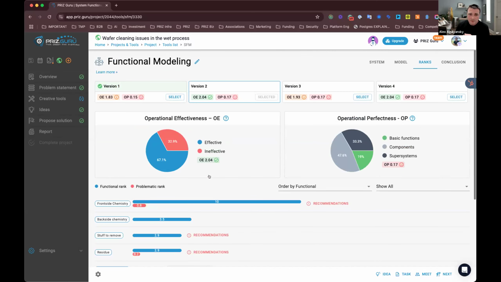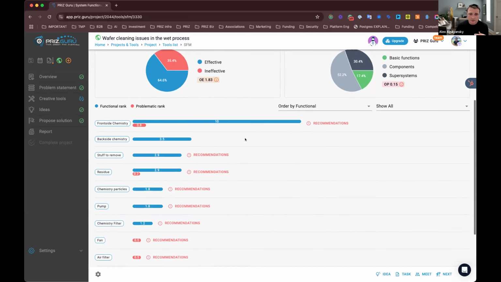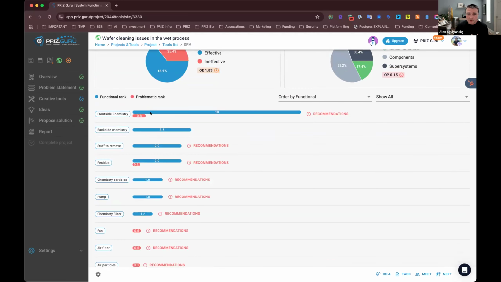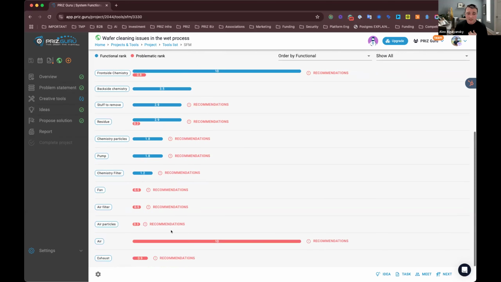Now, I want to talk about the simplification and the continuous improvement piece of things, and let's look at the first example here. As I mentioned, we're calculating the functional and problematic rank, and as you can see, some components have both. They contribute to the value of the product, but they also contribute to the problem. And some of them only contribute to the problem. So they don't really have any value, but they're there. So why do we have them?